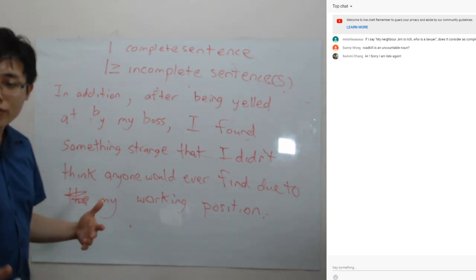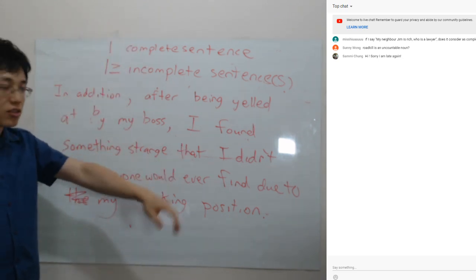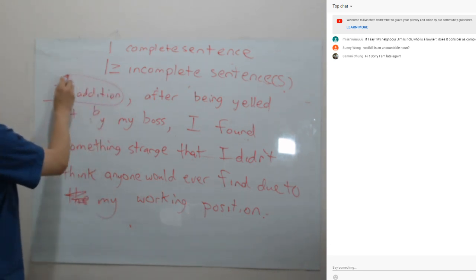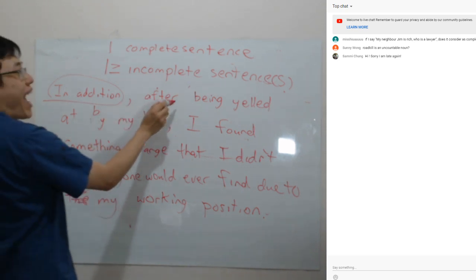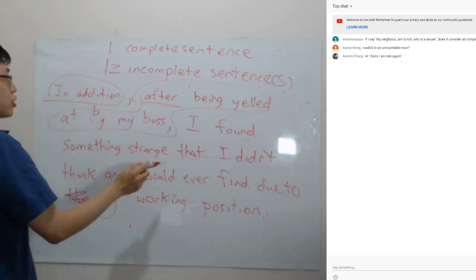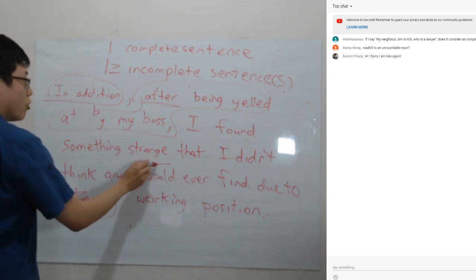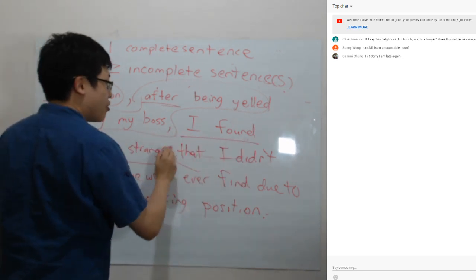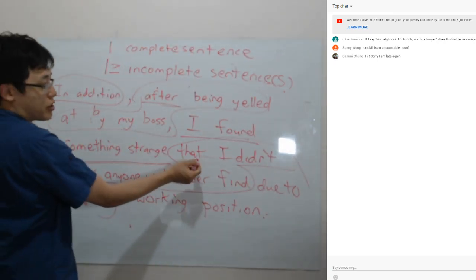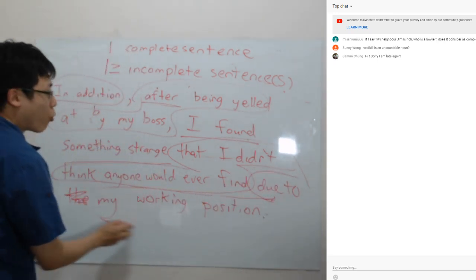So, once again, maybe you can think about where the complete and incomplete sentences are, but I'm going to tell you right now. So, in addition is incomplete. After being yelled at, once again, you have after, the subordinate clause, so this is also incomplete. I found something strange that I didn't think anyone would ever find. So, I found something strange is complete. That I didn't ever think I would ever find. This is incomplete because we have a relative pronoun. Due to, you have a subordinate clause, my working position.